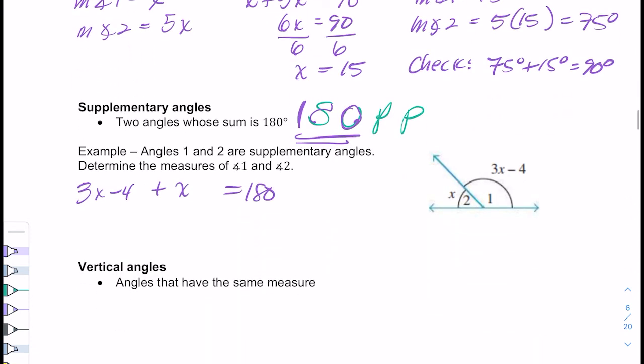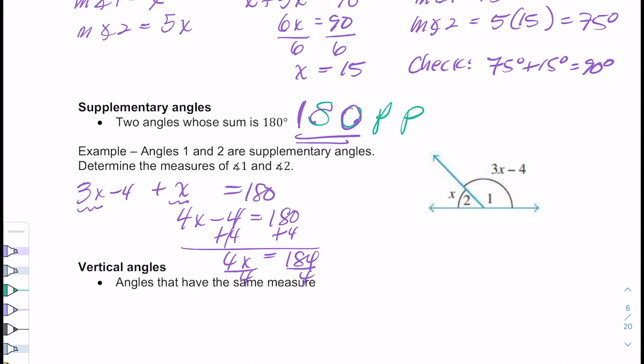We're going to combine our like terms because I have a 3x and an x on the same side. So if you combine them, you get 4x. And then I'm just going to bring the negative 4 down, and I'm going to bring the 180 down. And the goal is to get the x by itself. So I'm going to add 4 to both sides. Remember, you're always doing inverse operations. So we get 4x equals 184. And then my last step is to divide by 4 because it's the inverse of multiplying. And when you divide 184 by 4, you get 46.